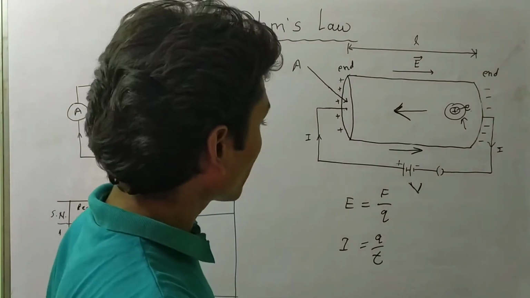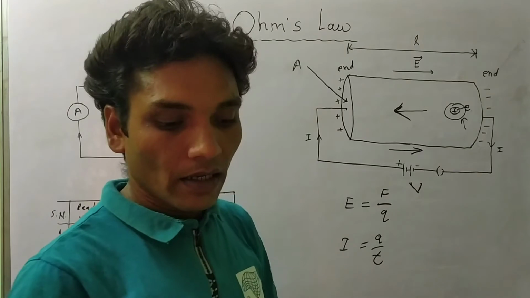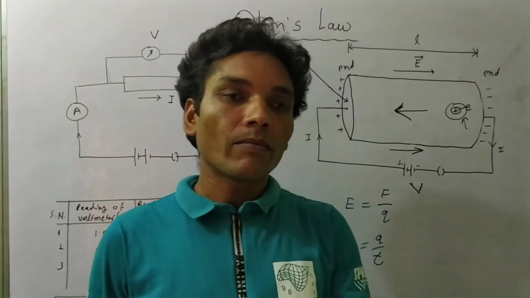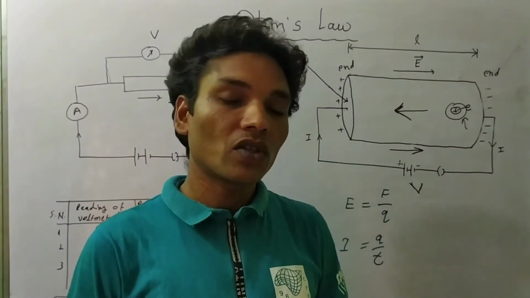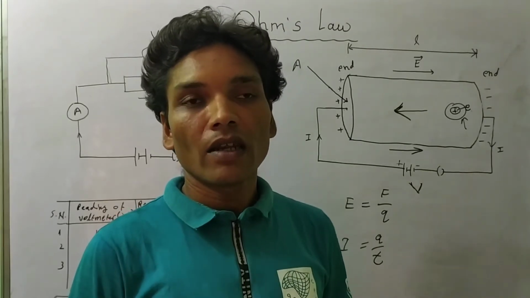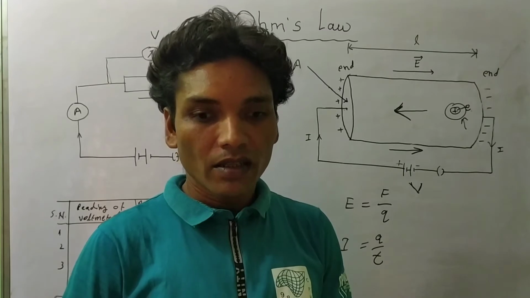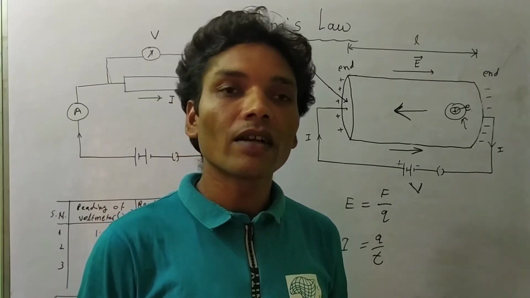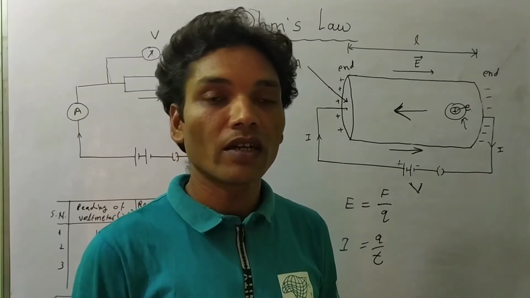Now this is the current. The conclusion is that when potential difference is applied across the terminals, current flows through the conductor. Now what is the relation between the applied potential and the current flowing through the conductor?